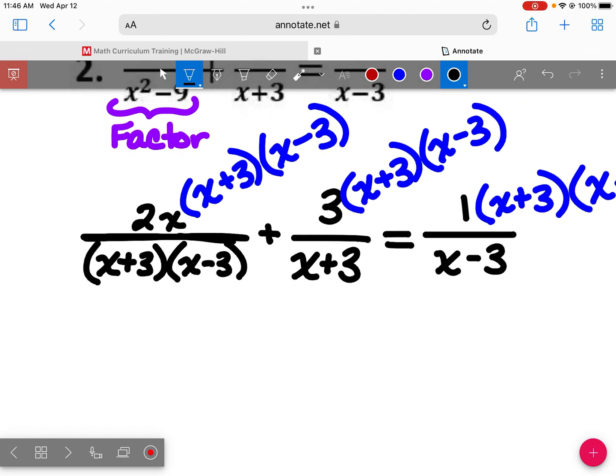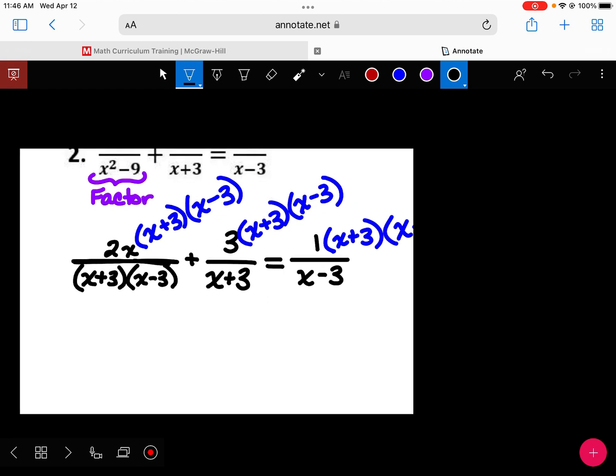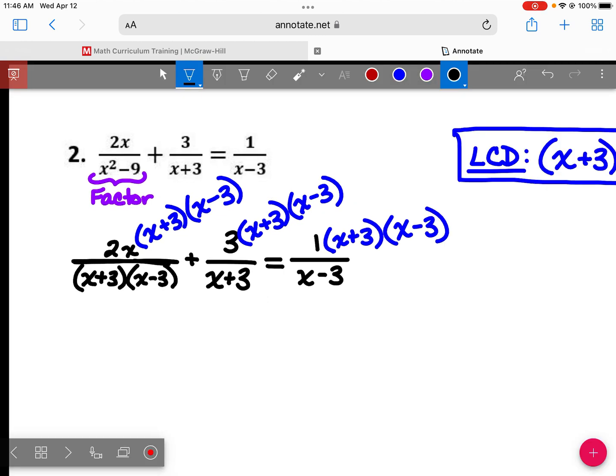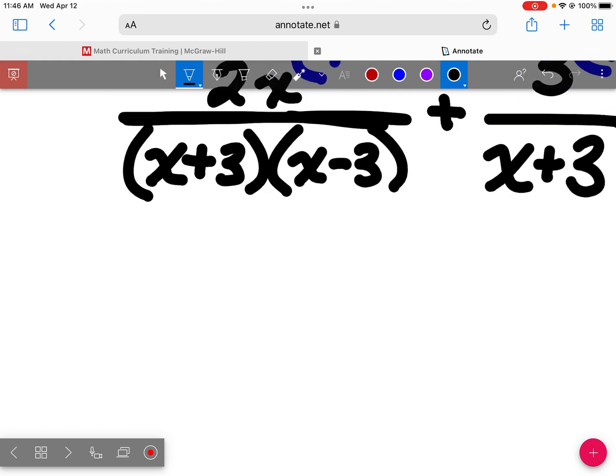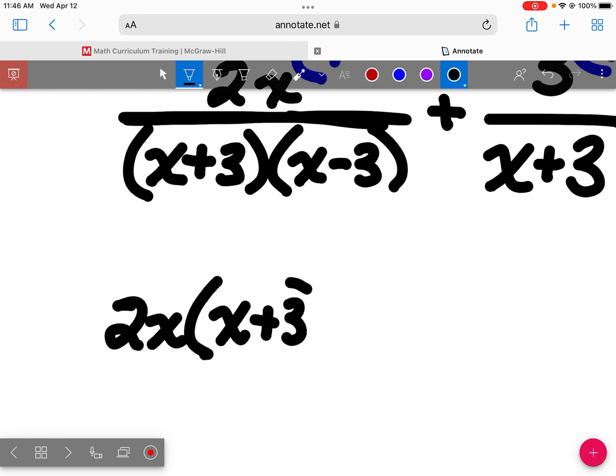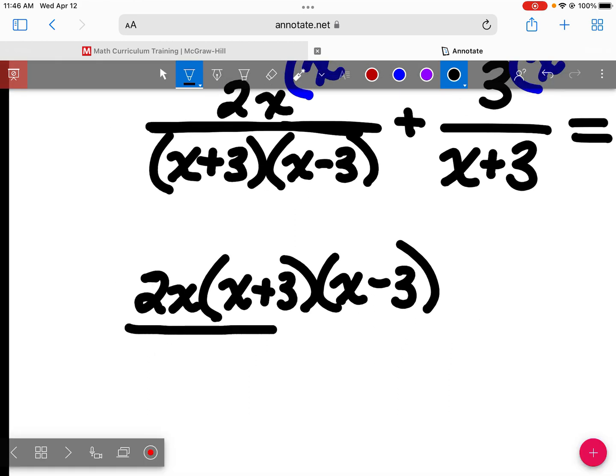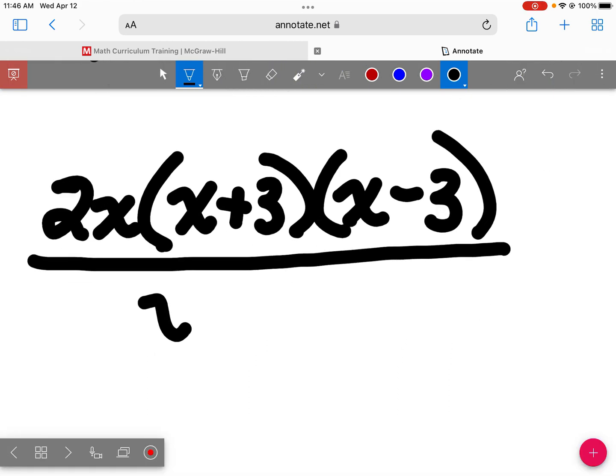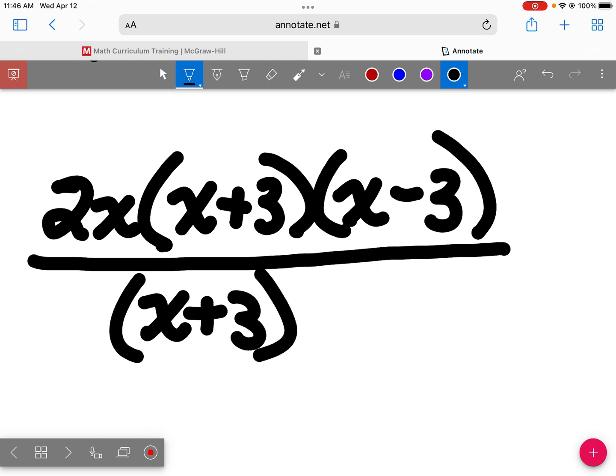All right. Like last time, I'm going to recopy this because I got a lot going on right here. And I want it to look as the least amount of confusing for you guys as possible. So when I rewrite this first fraction, all of this, the 2x, the x plus 3, the x minus 3, those are all up in my numerator. 2x, x plus 3, x minus 3. What's this first fraction over? X plus 3, x minus 3.